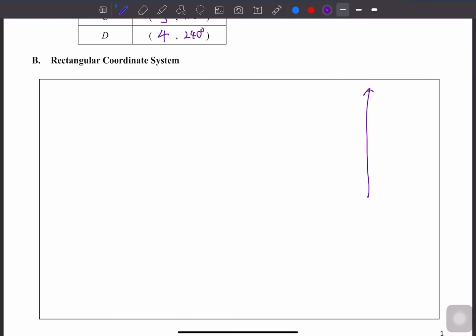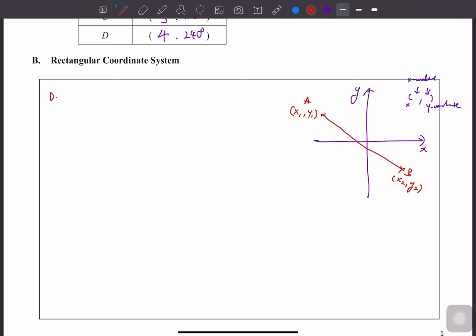The first one is if we have 2 points, A and B. The coordinate of point A is (x1, y1). The coordinate of point B is (x2, y2). I know the distance between A and B. AB is equal to the square root of (x1 minus x2) all squared plus (y1 minus y2) all squared. This is the first thing you need to remember.